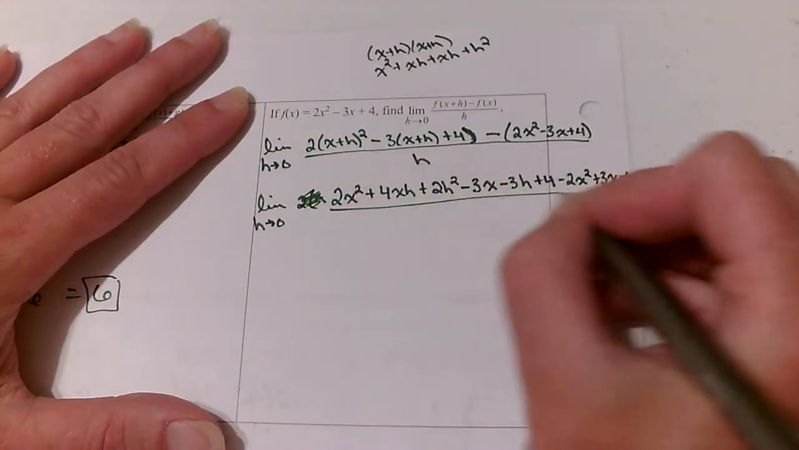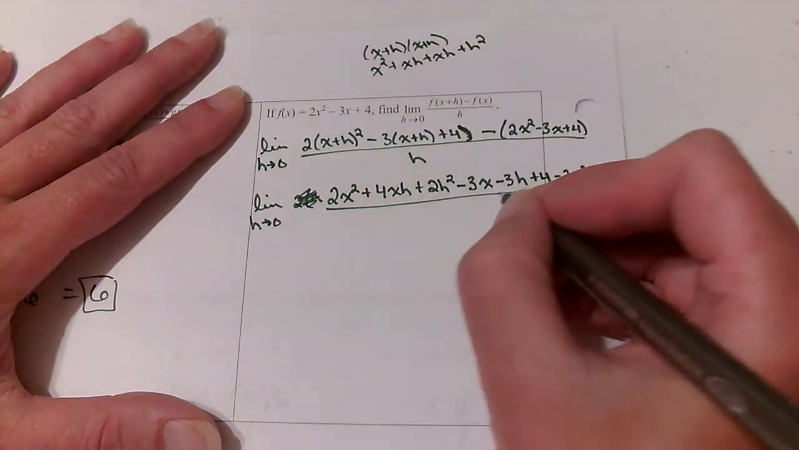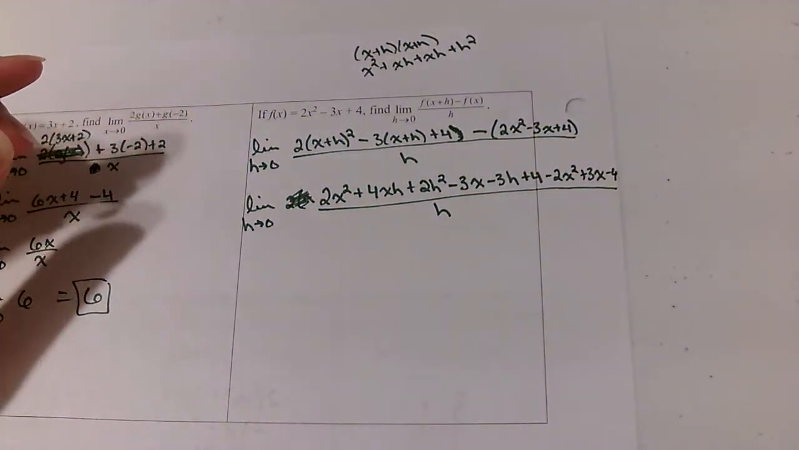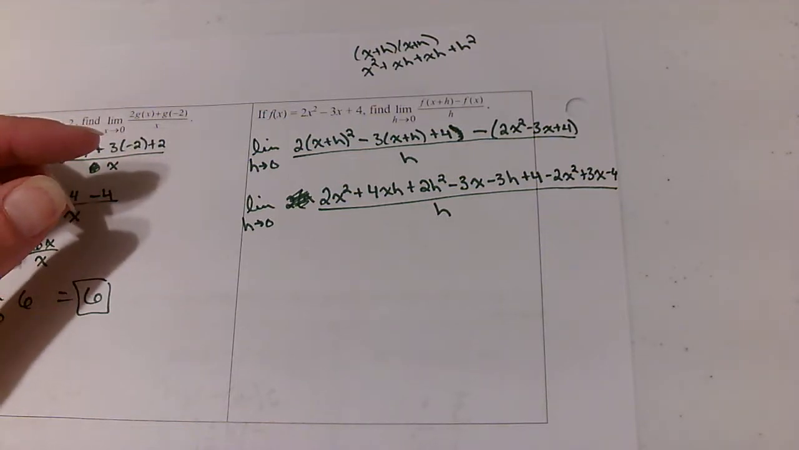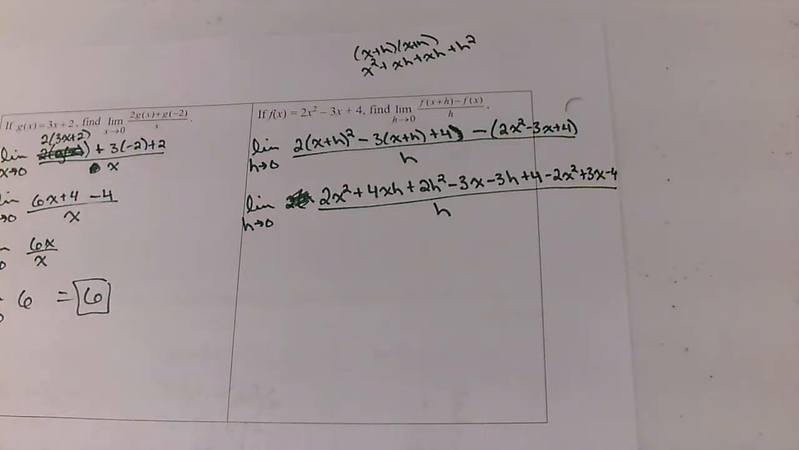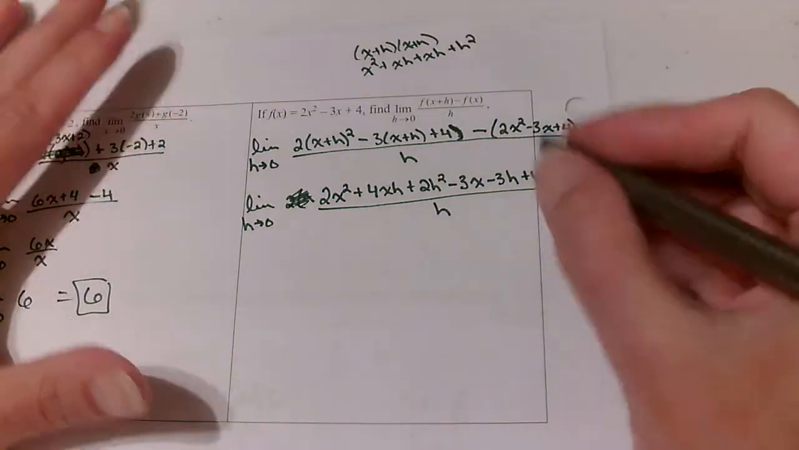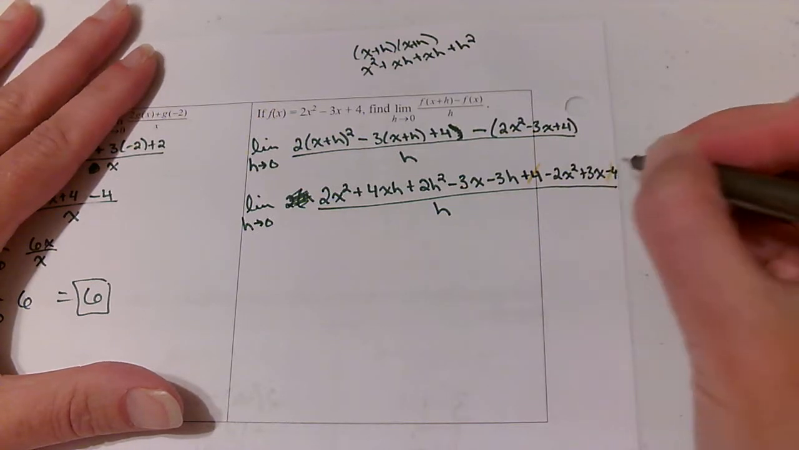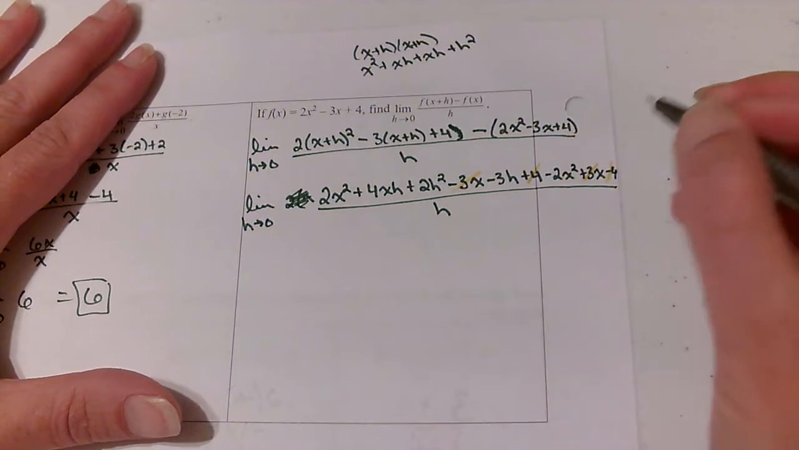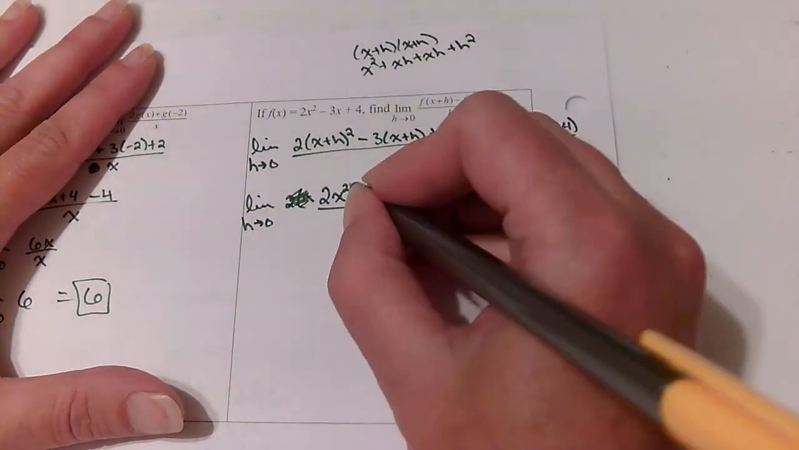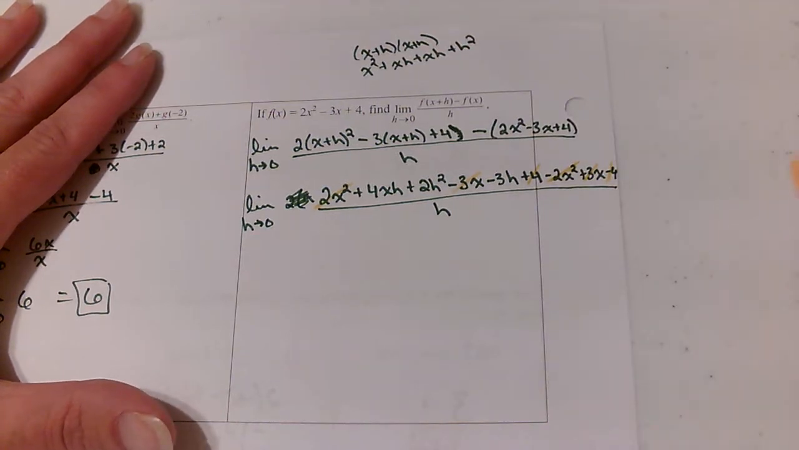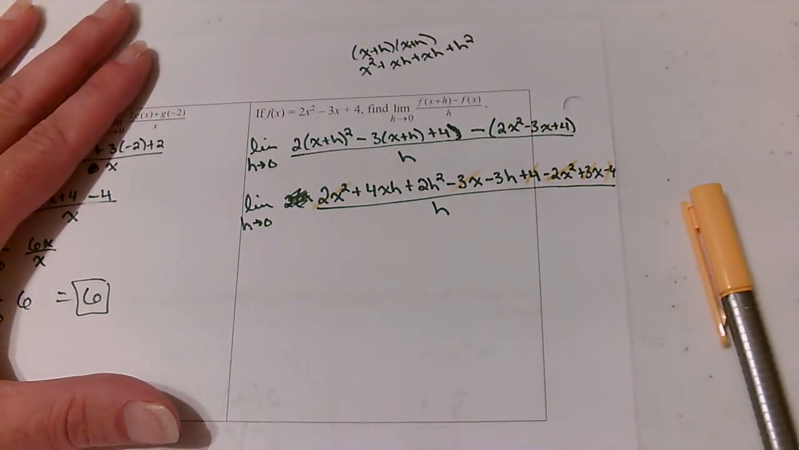I am running out of room. Wrote too big at the beginning. Oh my goodness. I bet I can clean some of this up. I see a plus 4 and a minus 4. I see a positive 3x and a negative 3x. I see a 2x squared and a negative 2x squared. Let me clean that up.